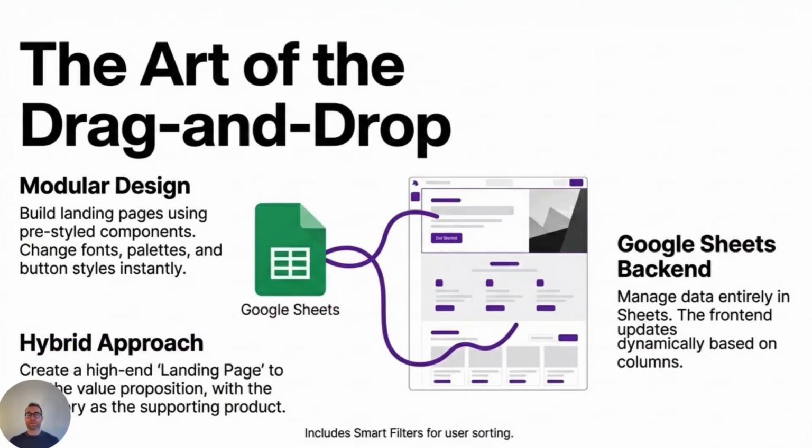So with Unicorn Platform, and this is what I was saying, it's the art of the drag and drop. So the modular design, right? So basically what this does is this can create like nice looking landing pages on the different pages. And then you can have listing pages, you can have blog pages that you can set up in different ways. And the Google Sheets at the back end. Okay. So you can use Google Sheets or Airtable as the back end.